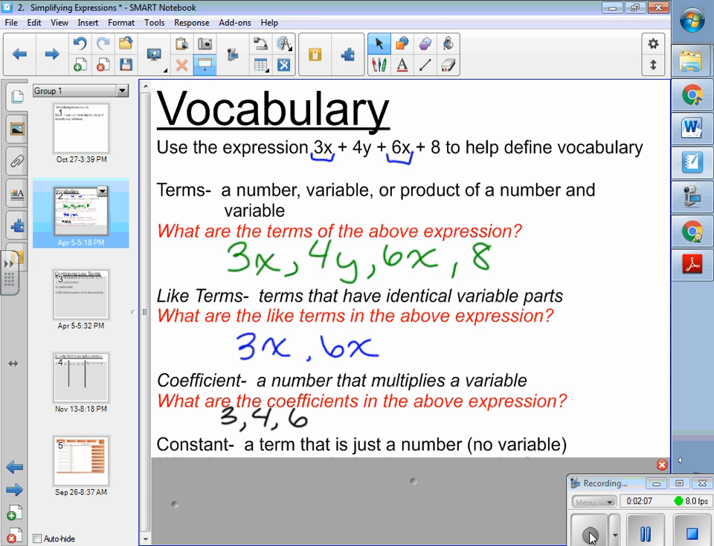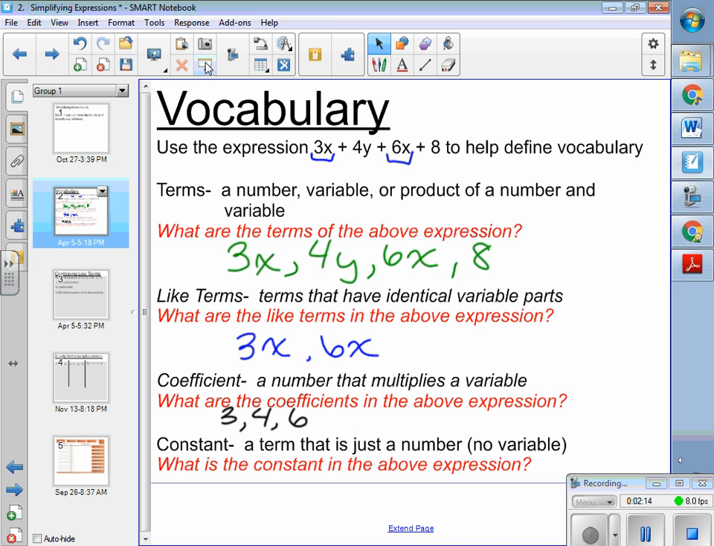Next, we have a constant. This is a term that is just a number, no variable. So hopefully you have that down because we just talked about it. That is 8. All right.